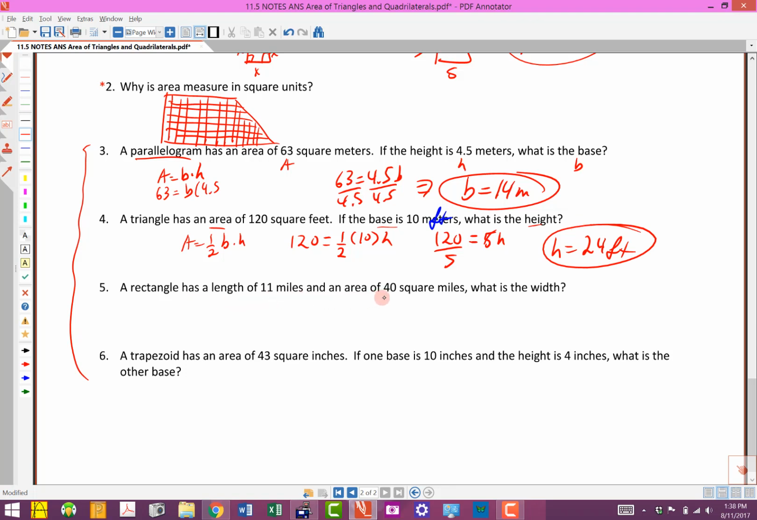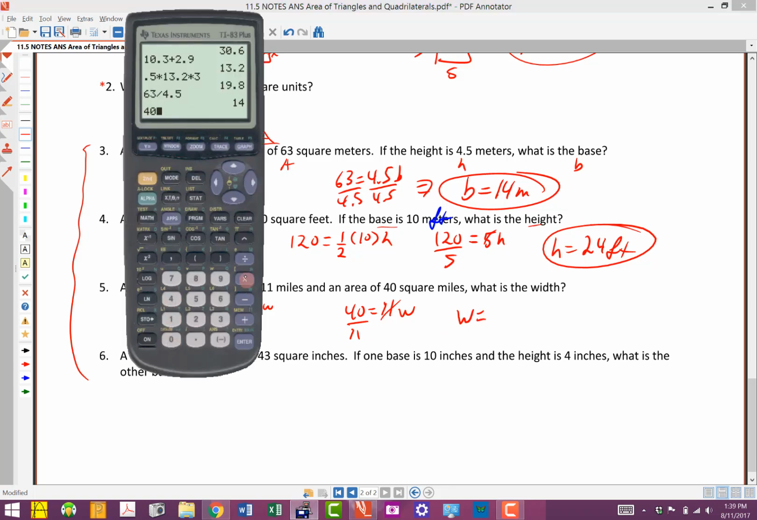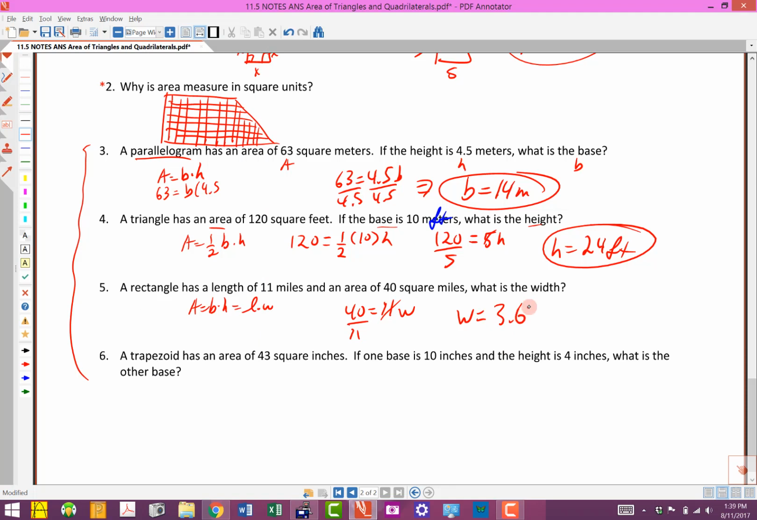Rectangle has a length of 11 and an area of 40 square miles. What's the width? Area equals base times height, or length times width, if you want to think of it that way. So the area is 40, the length is 11, and we don't know the width, so we'll divide by 11. So the width is 40 divided by 11, and we'll round to the nearest hundredth. The 3 is in the hundredths place, so we're either going to keep it a 3 or bump it up to a 4. The next digit is a 6, that's enough to bump it up. So we're going to do 3.64, and those are miles.